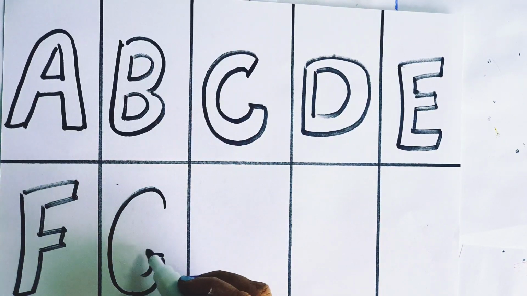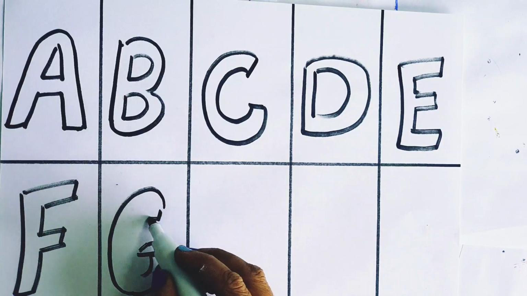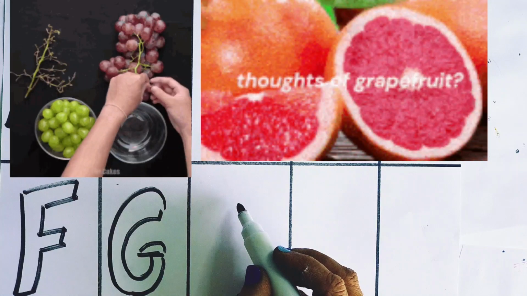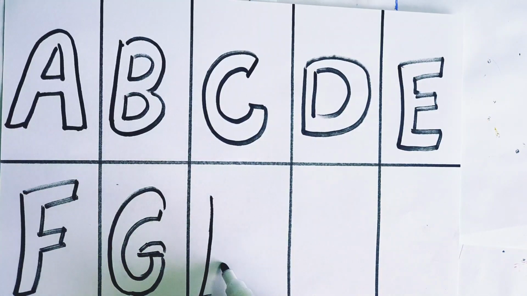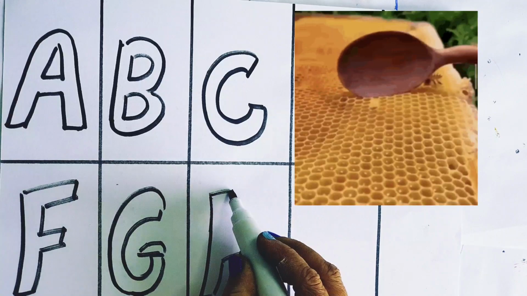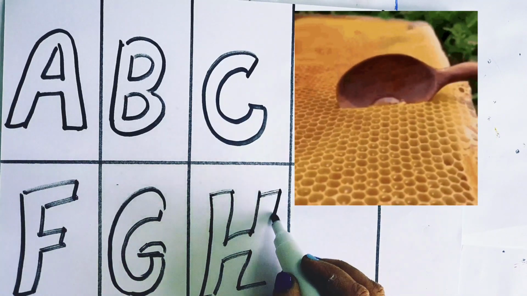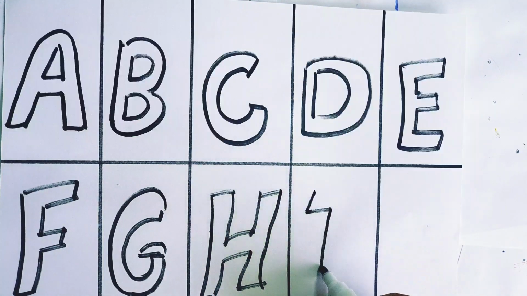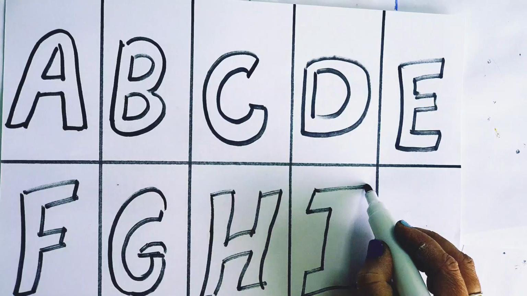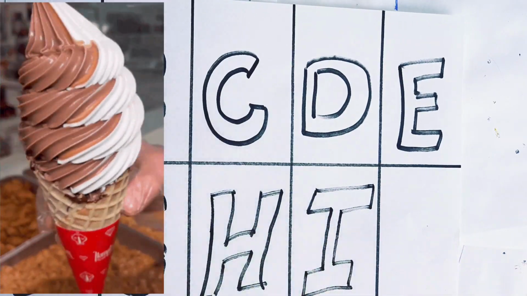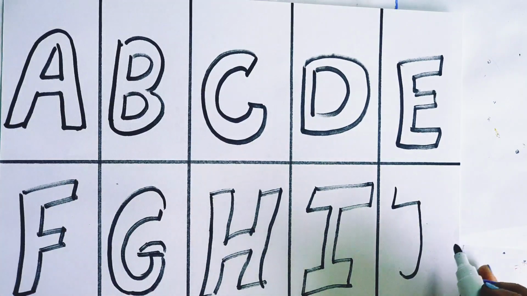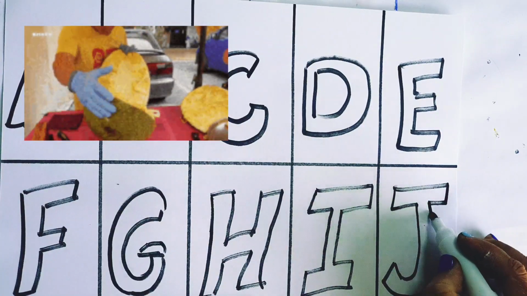G. G for grapes. G for grapefruit. H. H for honey. H for house. I for ice cream. I for eyes. J. J for jackfruit. J for jelly.